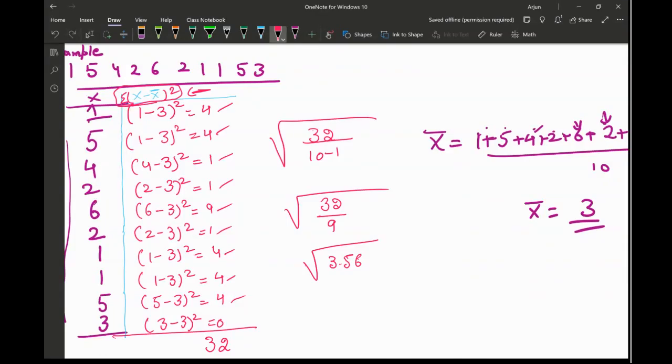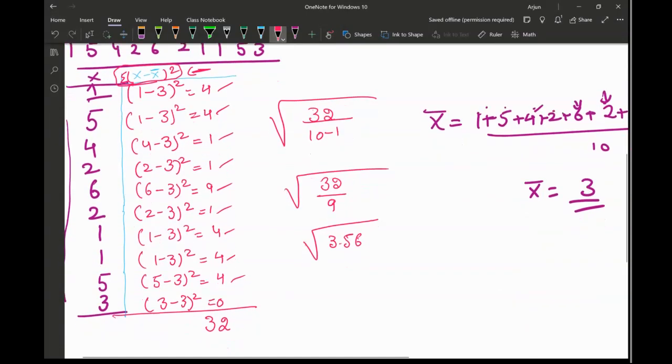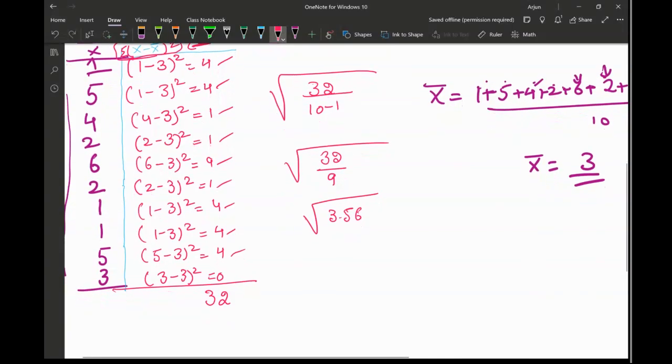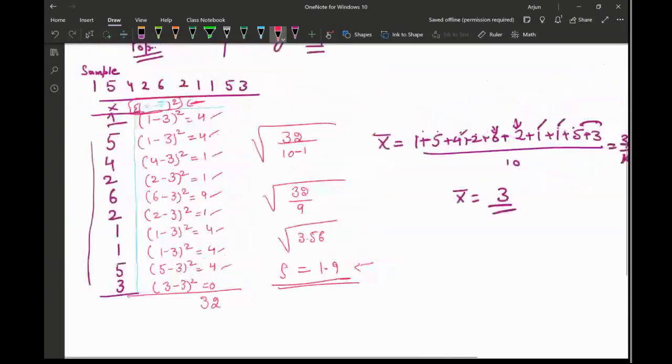Square root of 3.56, that's going to come out to be 1.88, or I can say 1.9, which is equal to the standard deviation value. Well, I should not write it as sigma, I should write it as S, because this is for a sample.